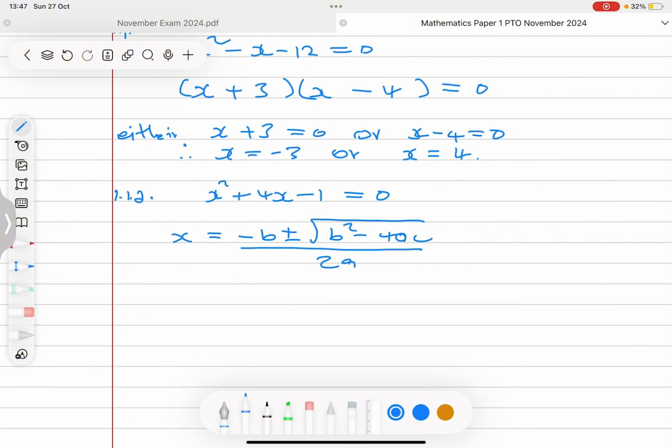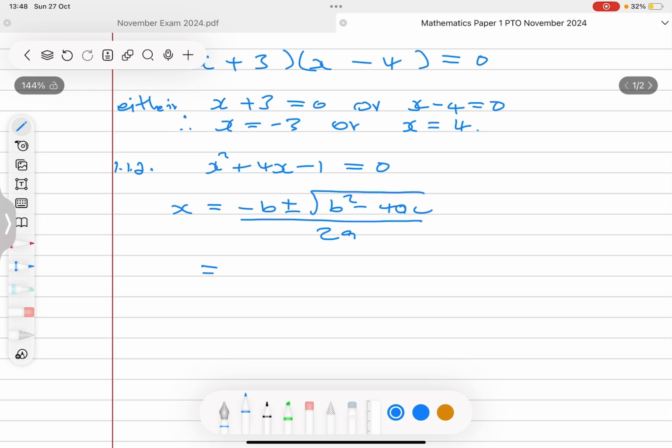Now you are provided with the information sheet where there are formulas. You can get this formula there. If you don't remember the formula, don't stress yourself. Go to the information sheet, take the formula and use it.